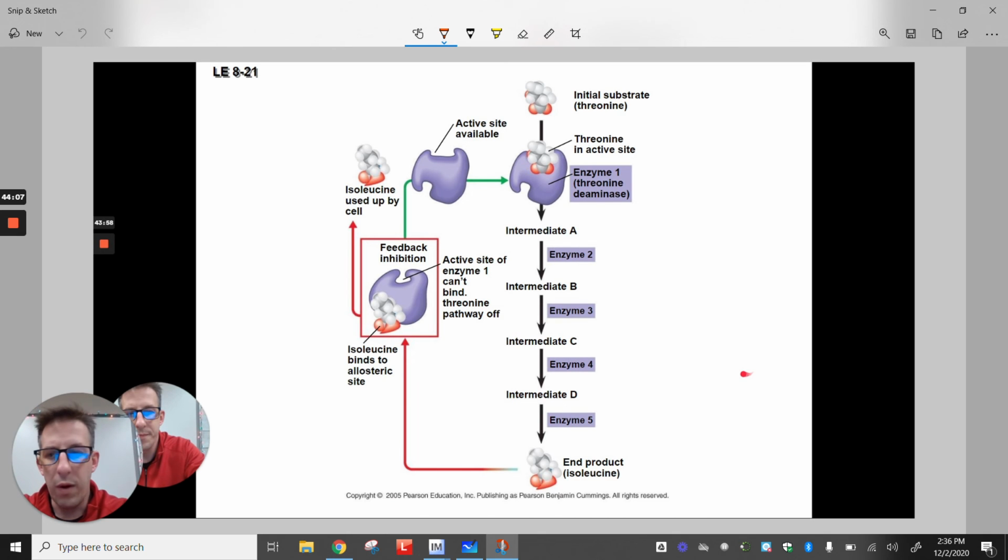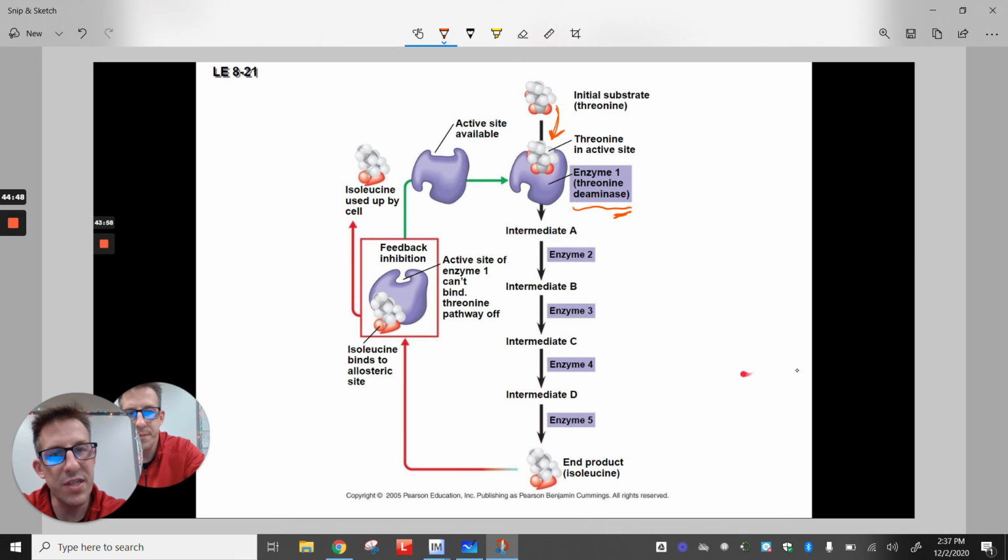All right, so what we see here is an enzyme that they call threonine deaminase. We know it's an enzyme because it ends in -ase, and we don't really care what it does at this point. But what we do care about is that threonine deaminase is going to bind to something called threonine. Threonine is the substrate in this case. And when threonine binds to the active site of threonine deaminase, we will start to initiate a chemical pathway.